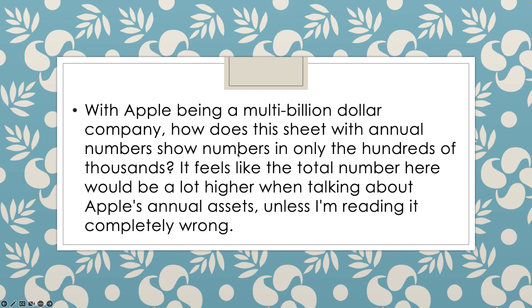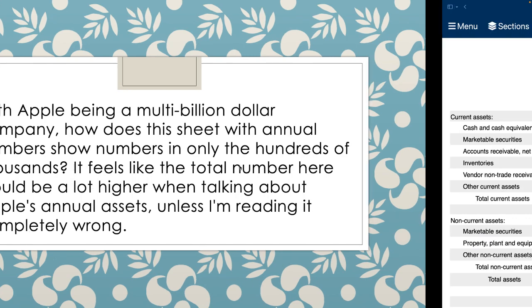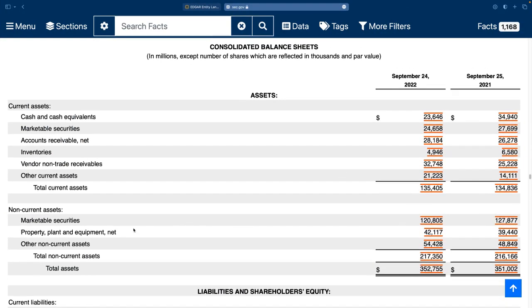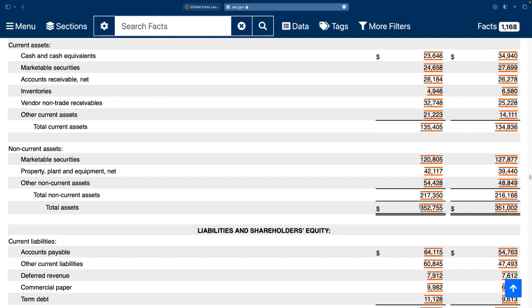With annual numbers showing numbers only in the hundreds of thousands, it feels like the total number would be a lot higher. So I guess you're talking about Apple's total assets, right? Apple's total assets is $352,755. And I'm guessing the question is your instinct says that's not a lot. I mean, $350,000 is a lot of money to me anyway, but to Apple, that doesn't seem like a lot of money for as big as they are, a worldwide technology company. And the answer is you're right.